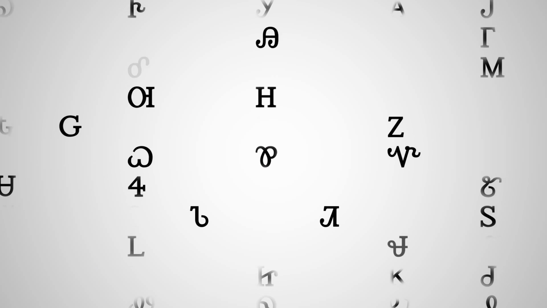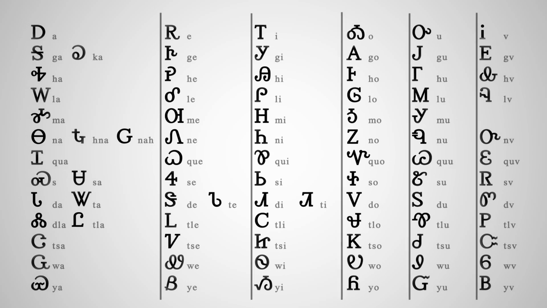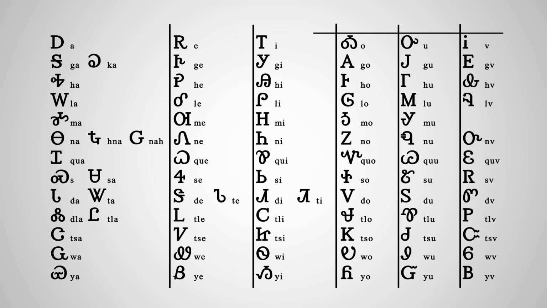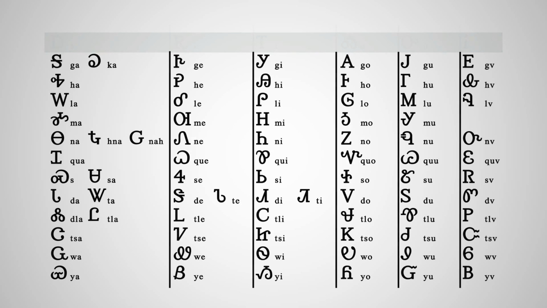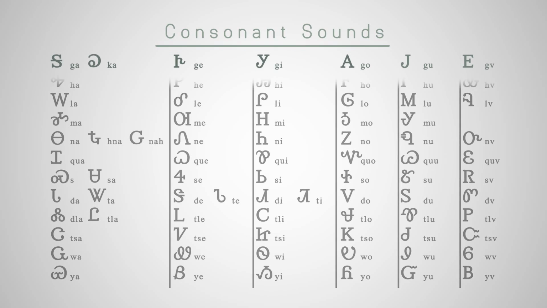The Cherokee syllabary is the writing system invented by Sequoyah. Each character represents a syllable in the Cherokee language. In this syllabary chart, the top row contains the 6 vowel sounds. The subsequent rows include the consonant sounds.